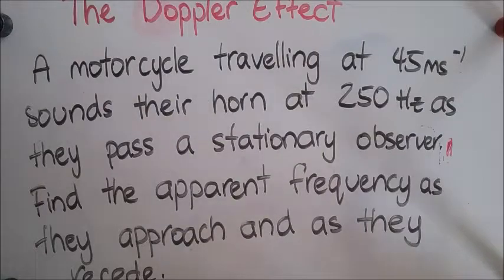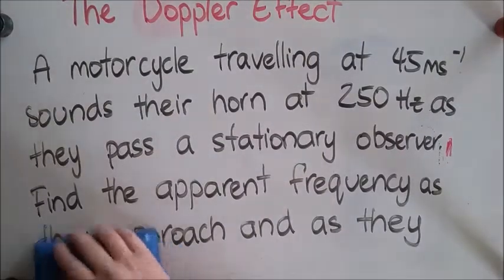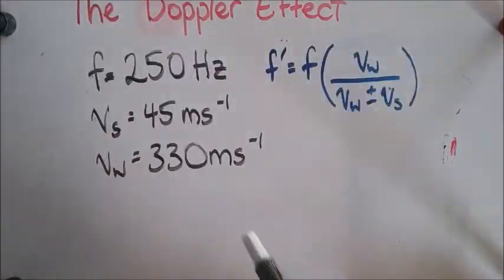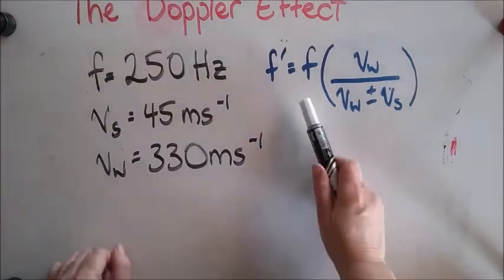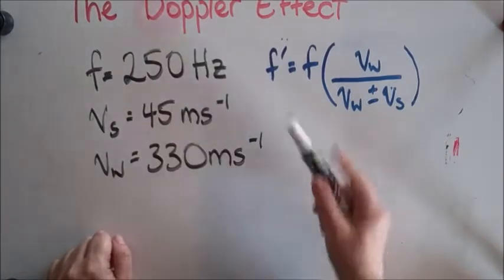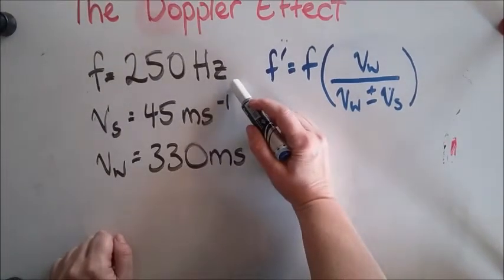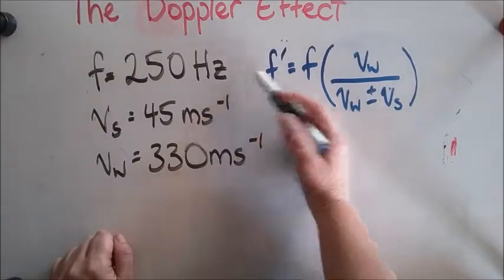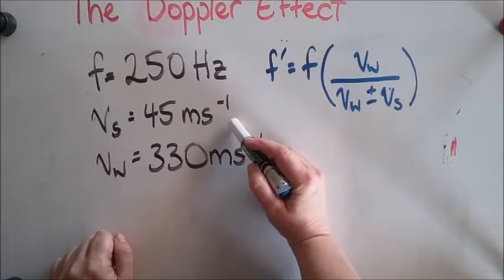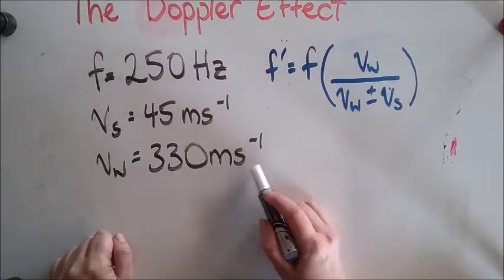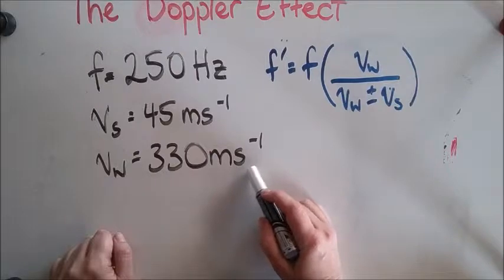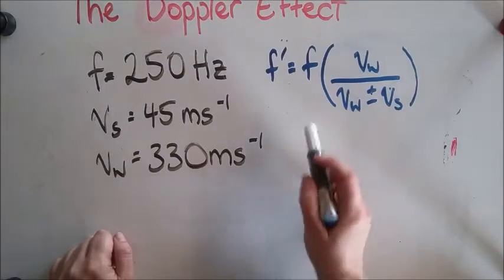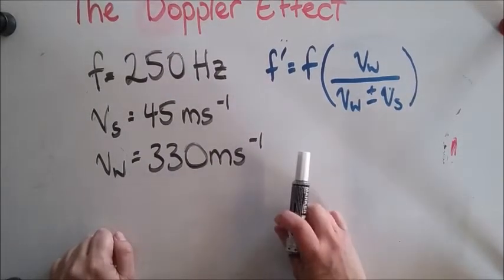So let's take a look at what we've got in this equation here. We're going to write down what we know about our situation, and we're going to write down the formula that we're going to use. Now we know the actual frequency of the sound, the frequency that the rider will hear, is 250 hertz. We know that the motorcycle, the source of the sound, is travelling at 45 metres per second, and we know the velocity of sound in air is 330 metres per second. We also know the formula that we're going to use.